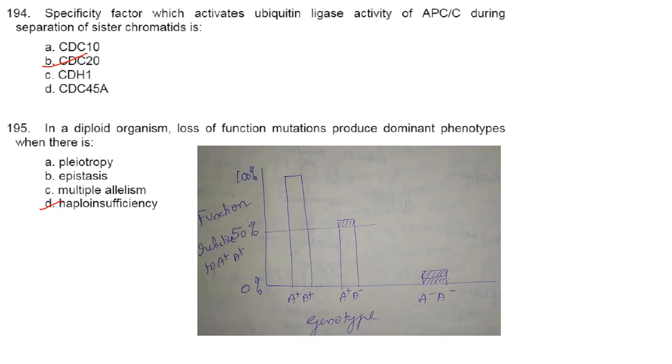Specificity factor which activates ubiquitin ligase activity of APC/C during separation of sister chromatids is. So the anaphase promoting complex cyclosome, APC/C, is a multi-subunit ubiquitin protein ligase that targets for degradation cell cycle regulatory proteins during exit from mitosis and in the G1 phase of the cell cycle. During metaphase to anaphase transition, APC activity requires association with activator subunit CDC20 that contributes to substrate binding.